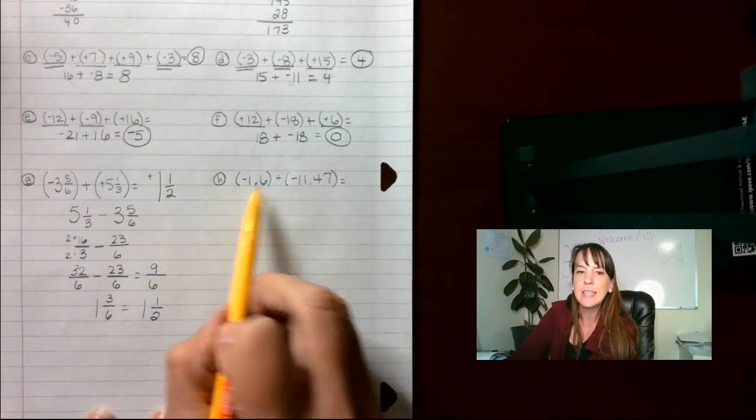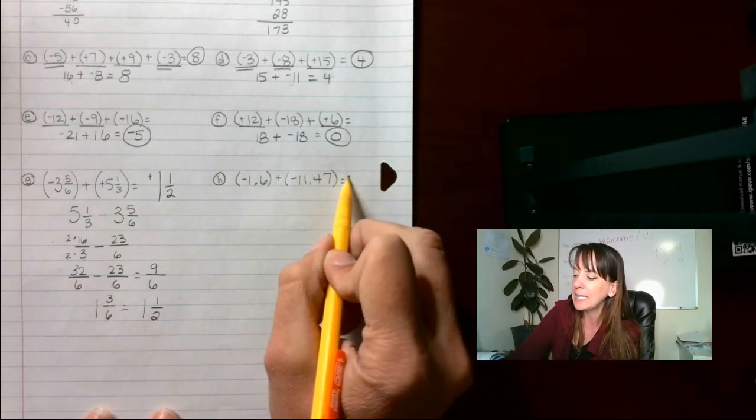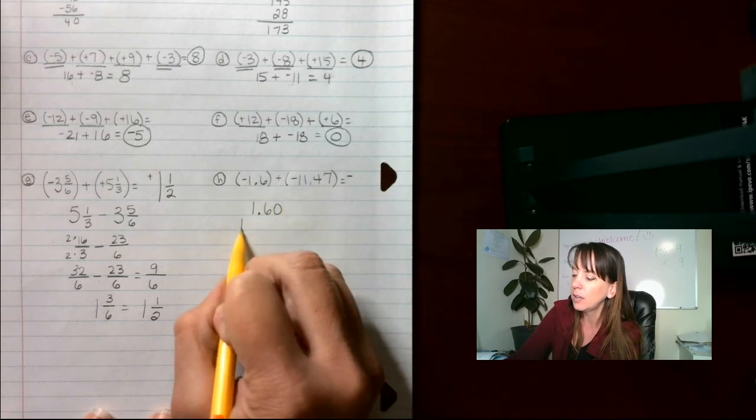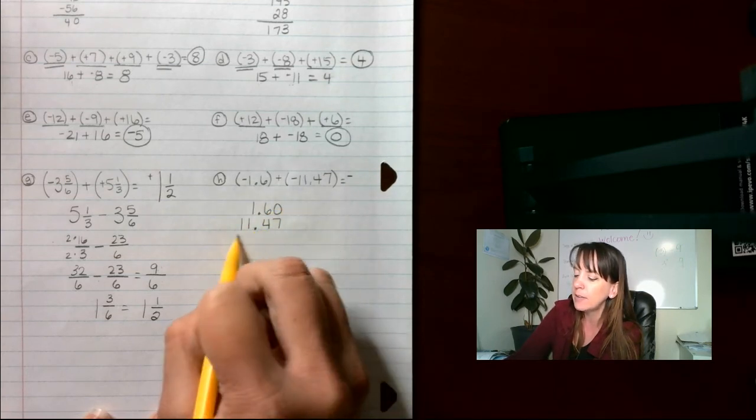Let's look at this one. These two are the same sign, so we're going to keep it and we're going to add those. 1.60, 11.47. Add those two up.